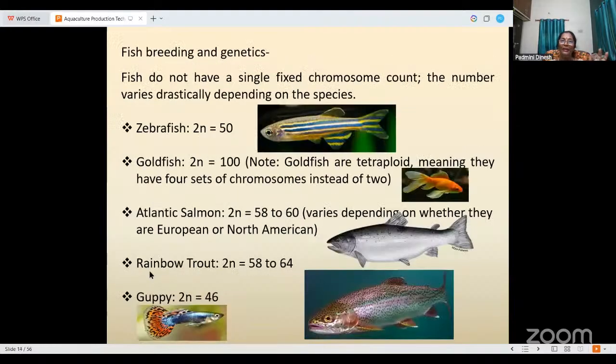Now coming to fish breeding and genetics. Now this is a beautiful part that fascinates me.